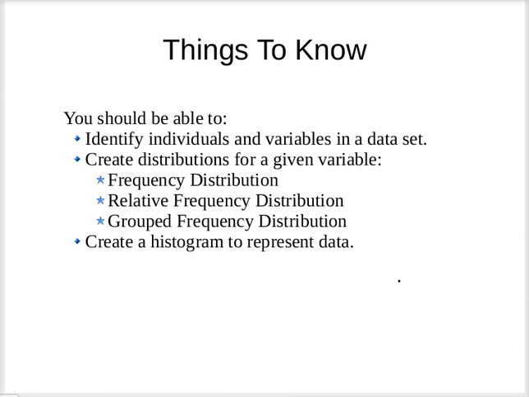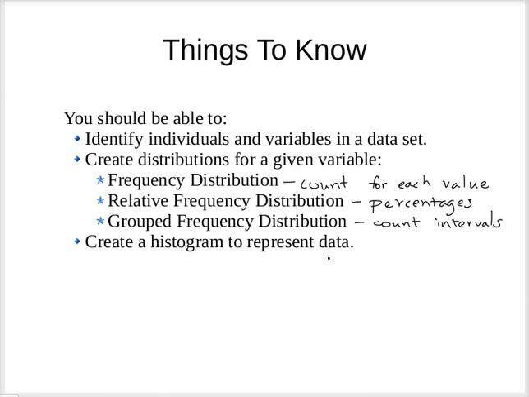The frequency distribution, and this is where you count the number of individuals for each value. The relative frequency distribution, this is where we found percentages for each value. And then the grouped frequency distribution, where we counted the individuals in intervals of values. And finally, using that grouped frequency distribution, you should be able to create a histogram to represent data.